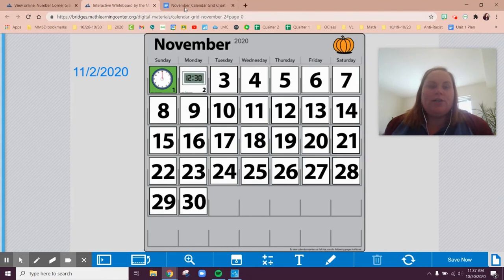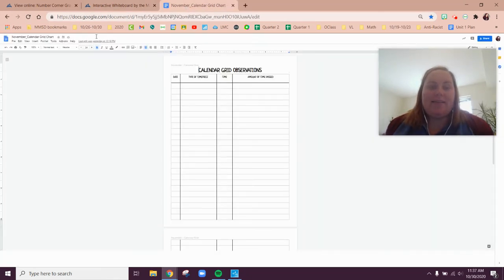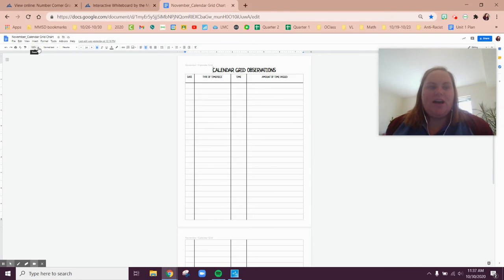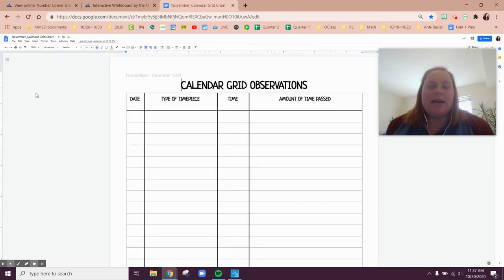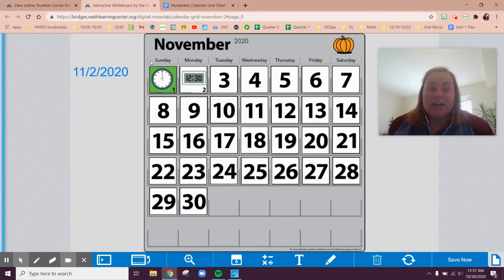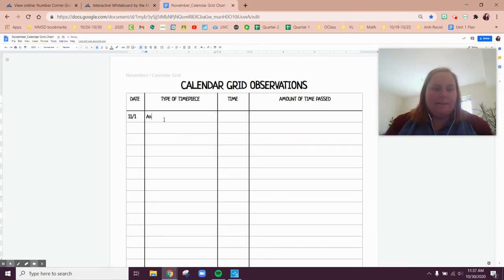Then what we are going to do is go to our November calendar grid observations. I know we did such a good job with this last in October, and I know we're going to do the same. So yesterday was 11/1, so I'm going to type that in. Then it asks us what type of timepiece or clock do we have? So I remember on the first, on Sunday, we had an analog clock. Analog clock. So I'm going to type that in there.